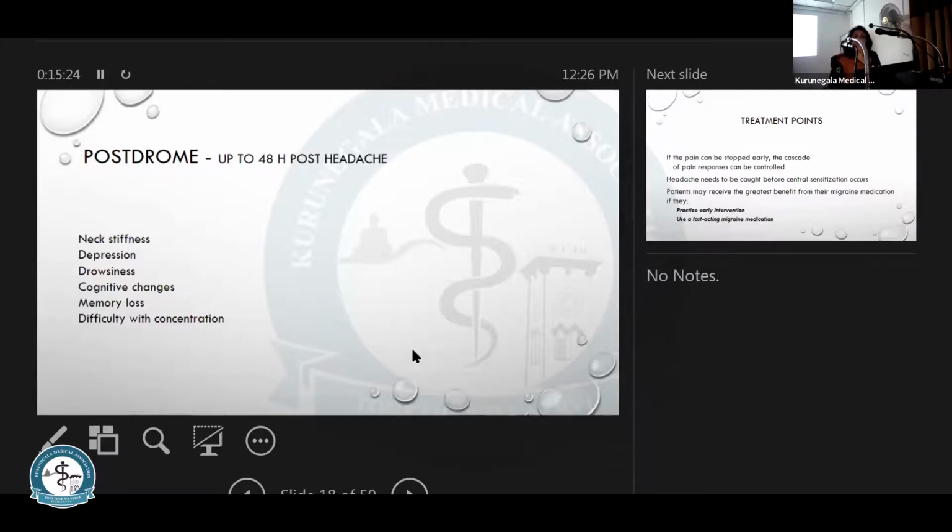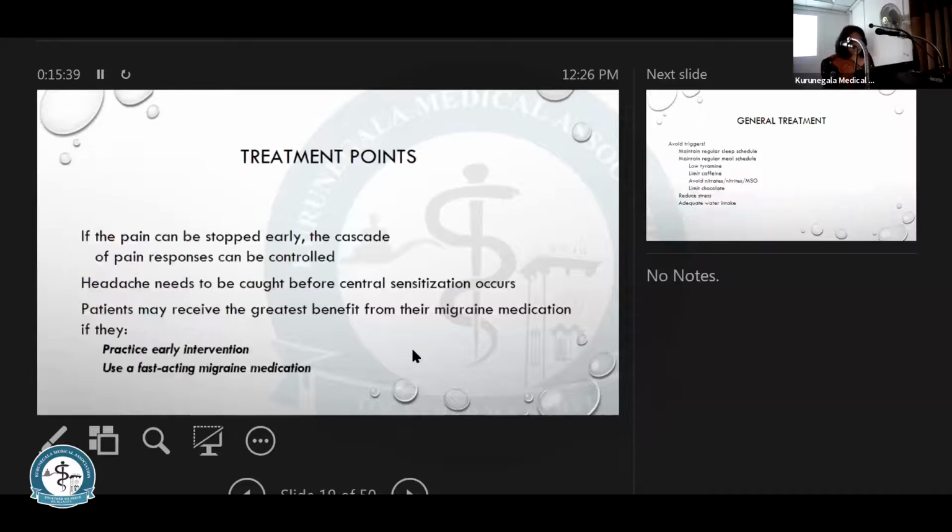So the postdrome can last up to 2 days. Usually patients would get episodes of depression, and they become drowsy, and sometimes they would experience cognitive changes and poor concentration.